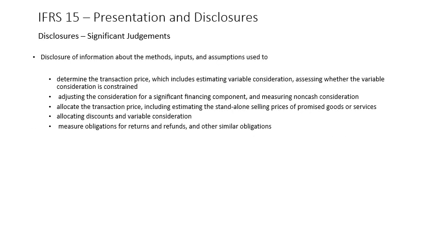An entity also discloses information about the methods, inputs, and assumptions used to determine the transaction price, which includes estimating variable consideration, assessing whether the variable consideration is constrained, adjusting the consideration for a significant financing component, and measuring non-cash consideration. It also covers allocating the transaction price, including estimating the standalone selling price of the promised goods or services, and allocating discounts and variable consideration, and measuring obligations for returns and refunds and other similar obligations.